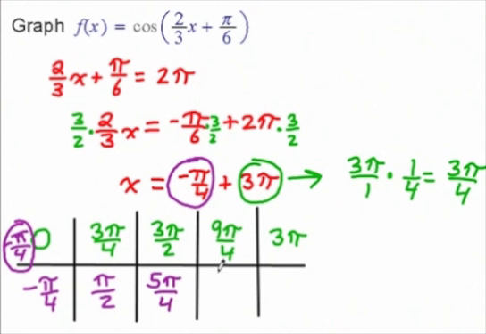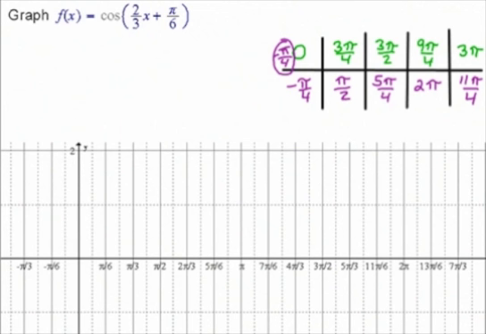9 pi over 4 minus that will be 8 pi over 4, better known as 2 pi. And then finally we have 3 pi, which is 12 pi over 4 minus pi over 4, which will be 11 pi over 4. So this will be the starting point of the cosine, and then it'll go up and down according to the 4 equal cuts. Like I said earlier, the amplitude of this graph is just going to be 1, so it's a regular 1 up, 1 down type graph, because the coefficient in front of the cosine is literally 1.